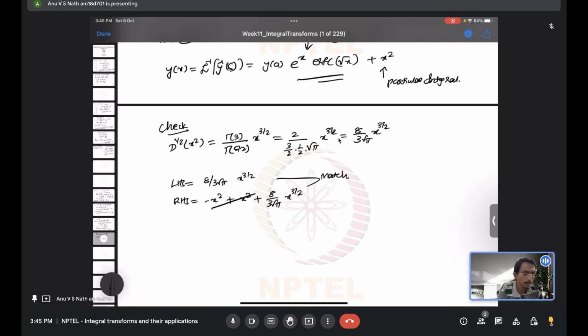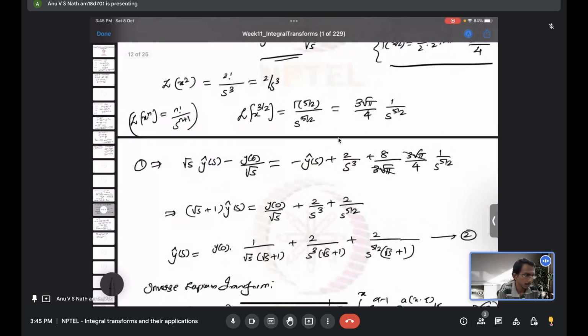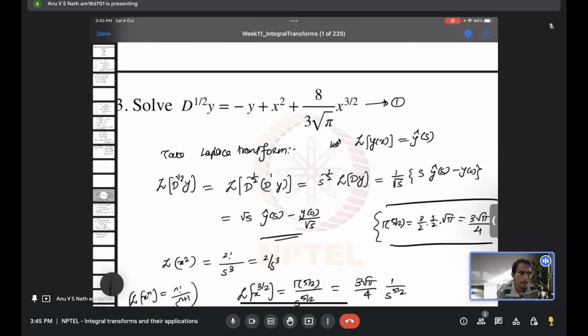So x square is indeed a solution, and that is a particular solution that we know. The homogeneous solution is a little complicated, e raised to x complementary error function of root x. You can try this out using the series expansion of a complementary error function. Then you can evaluate its half derivative and check whether the expression 1 is satisfied. Then only it is a solution, right?